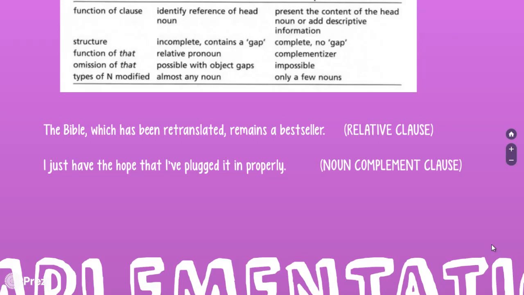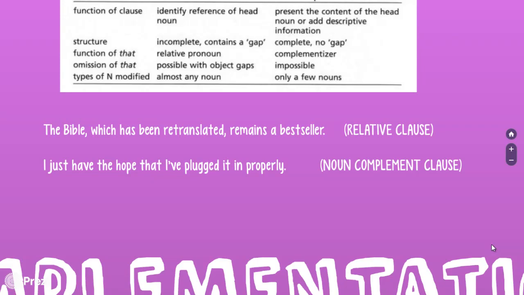Our relative clause begins with the relativizer which. And please note that in this case, if we remove this relativizer, we already have a verb. What do we need in this case? A subject. So please note that in this case, we can use our head noun Bible to be the subject of this clause. What has been retranslated? The Bible, right? So in this case, the gap position is the one of the subject. The Bible has been retranslated.